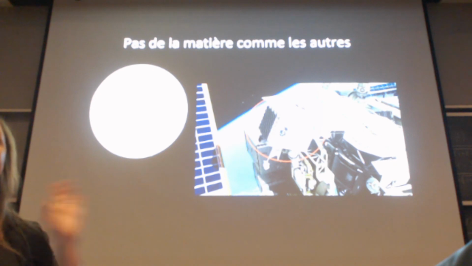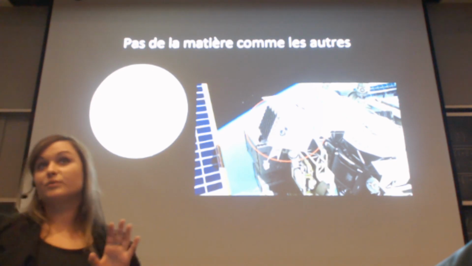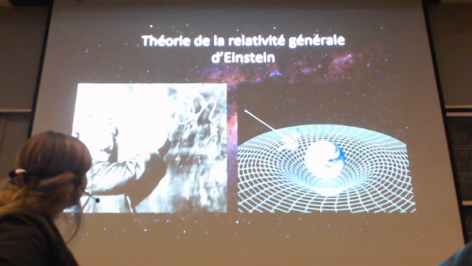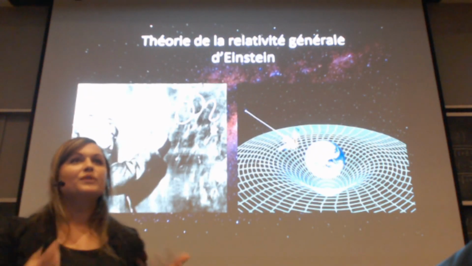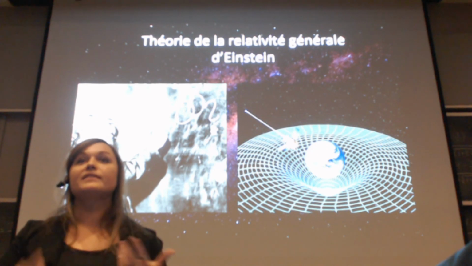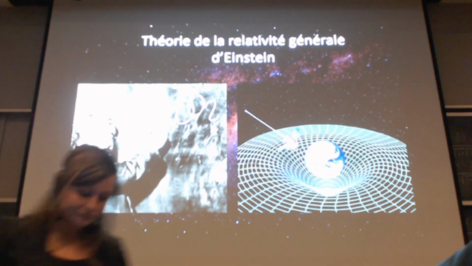That's one kind of science that you can do with pulsars. Another thing you can do is study extreme gravity, more precisely, Einstein's theory of general relativity.